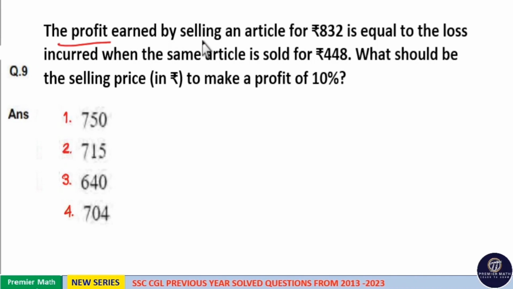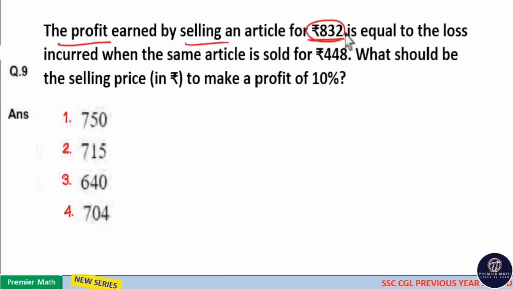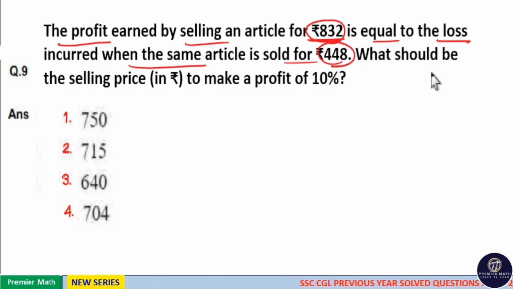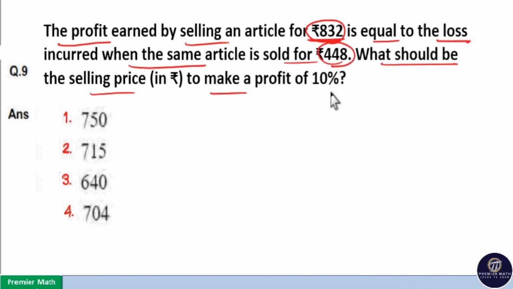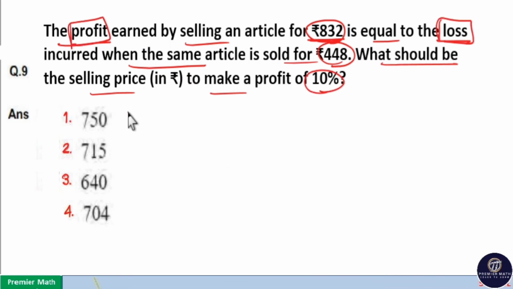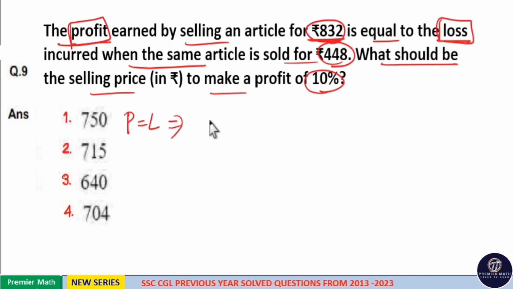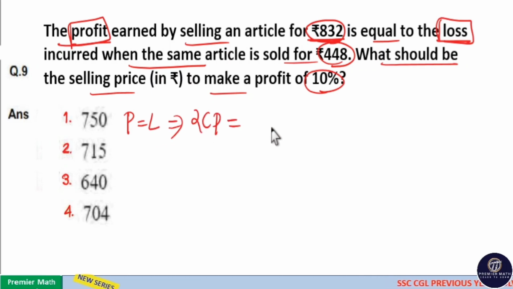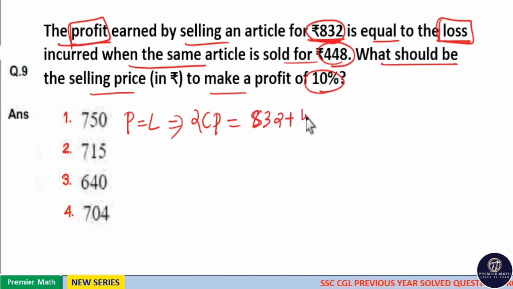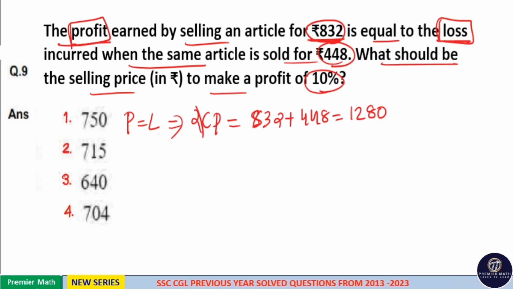The profit earned by selling an article for rupees 832 is equal to the loss incurred when the same article is sold for 448 rupees. What should be the selling price to make a profit of 10%? Here profit is equal to loss. Profit is equal to loss means sum of selling price is equal to 2 CP, that is here 832 plus 448, which is equal to 1280.